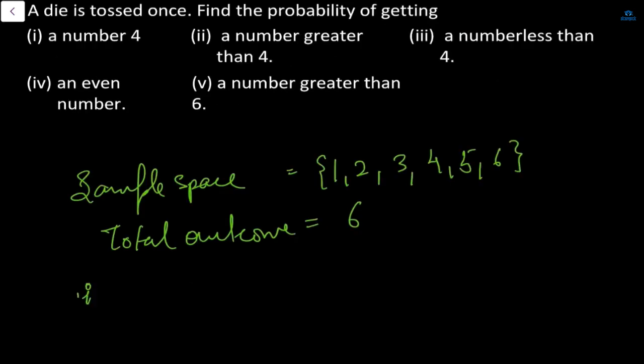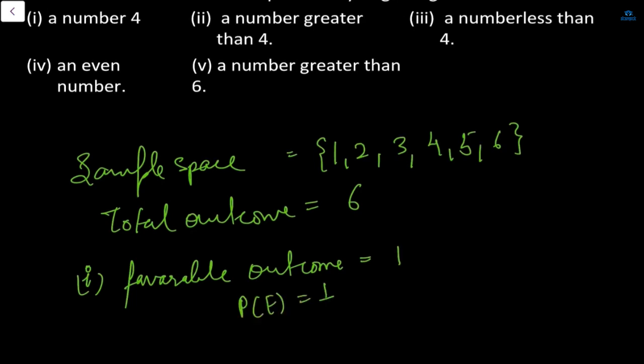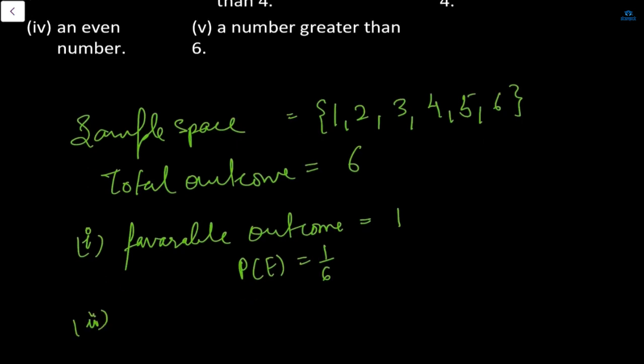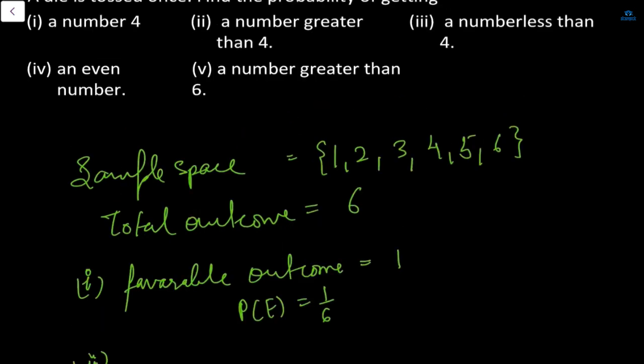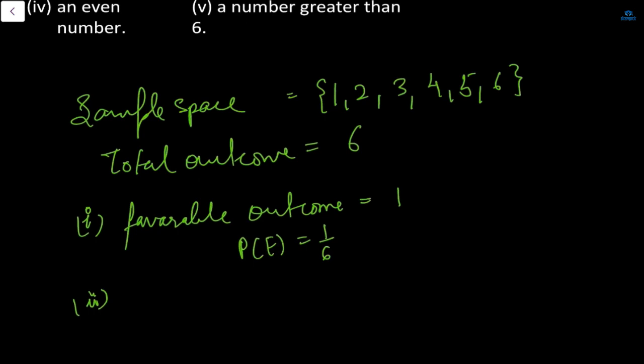Now for the first one, favorable outcome. Just the simple number 4 is there. So favorable outcome is just 1, so P(E) will be 1/6. Next, a number greater than 4. The sample space will contain 5 and 6, so favorable outcome will be 2/6, which is 1/3. You have to write everything: sample space, total outcome, favorable outcome. Then for every event you will write this separately.